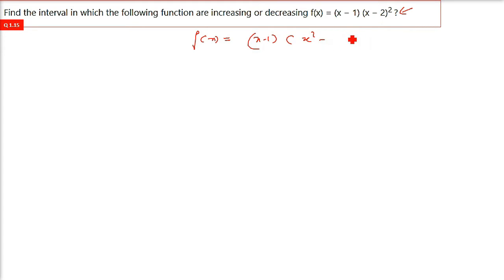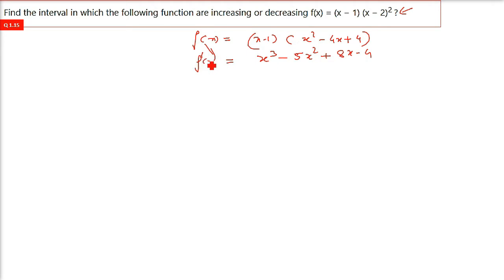This is x square, this is b square, so 4 square, and minus 2 into x, that is 4x. Now just multiply this, and I hope you'll be able to multiply. This is just a proper common multiplication. You'll get x cube minus 5x square plus 8x minus 4. This is what you'll get. Now this is what we have already seen in the previous questions.